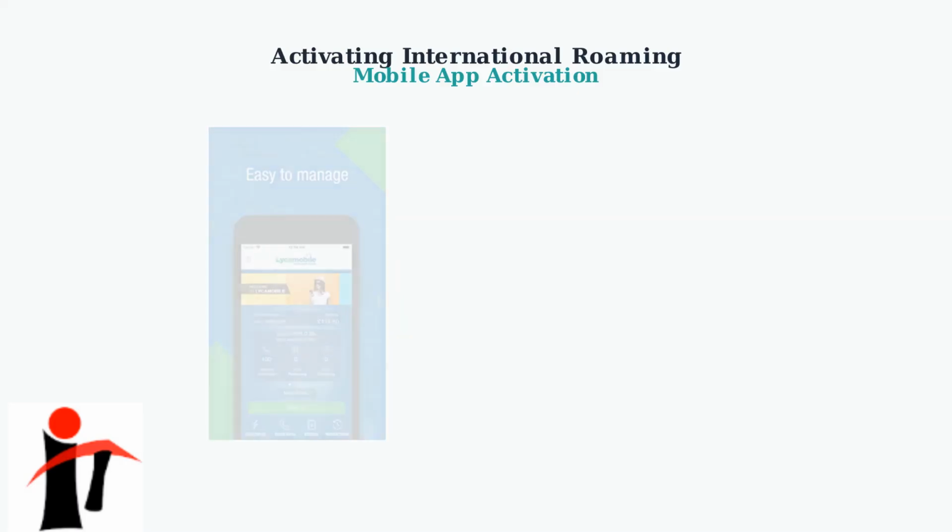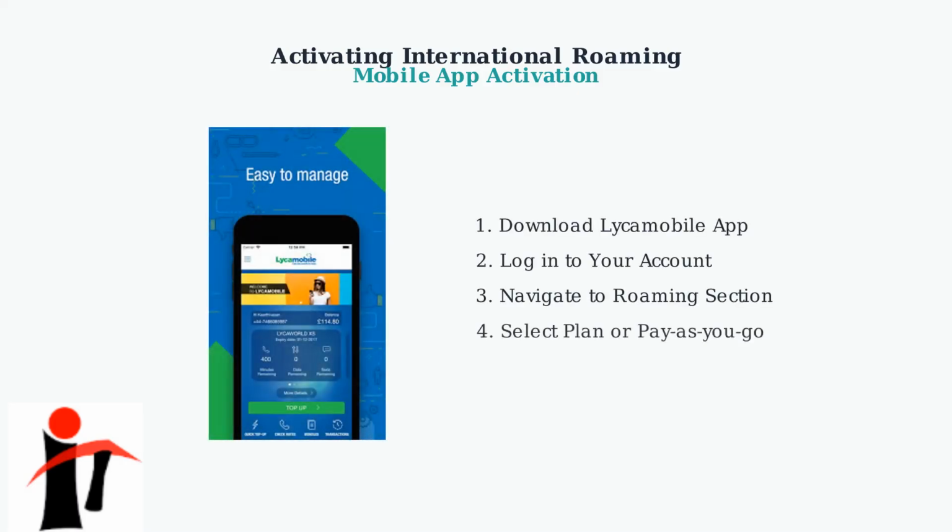Using the mobile app is straightforward. Simply download the app, log in, navigate to the roaming section, and select your desired plan or pay-as-you-go option. For those who prefer traditional methods, SMS commands remain available, along with the online portal and 24/7 customer service support.